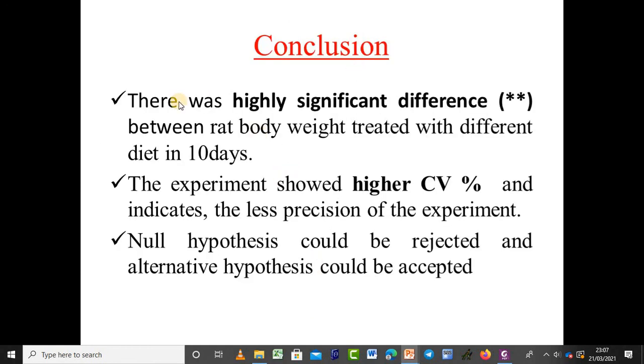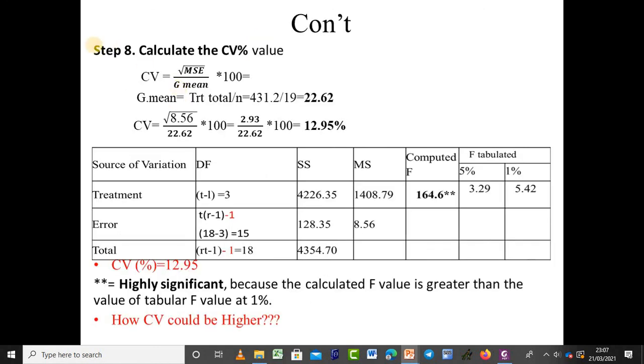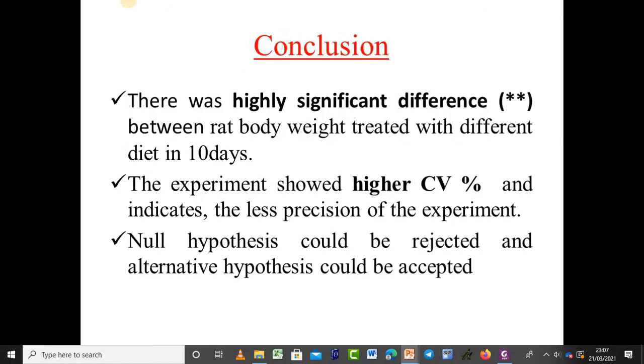When I come to the conclusion, we can conclude from this ANOVA table, first, there was a highly significant difference, having two asterisks, between body weight treated with different diets in 10 days. That means there were 4 treatments, that means 4 different diets, and the body weight was measured from the rat. Therefore, there is a highly significant difference between body weight treated with different diets in 10 consecutive days.